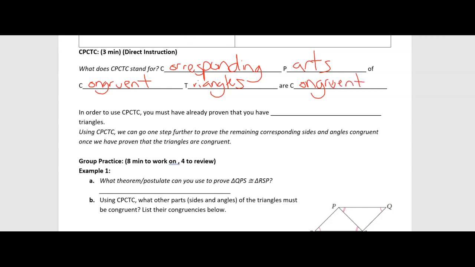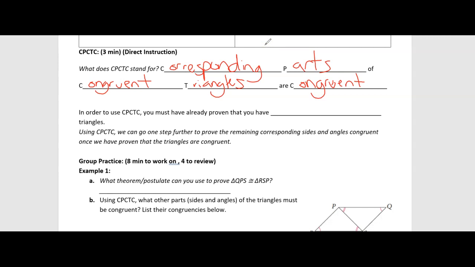So you will be able to use that shortcut in a proof, right? You'll just be able to write CPCTC, but we have to know what this stands for. So it's corresponding parts of congruent triangles are congruent. And all that means is that if we have proved 2 triangles congruent, we can also prove that the other individual sides are congruent and the other individual angles are congruent.